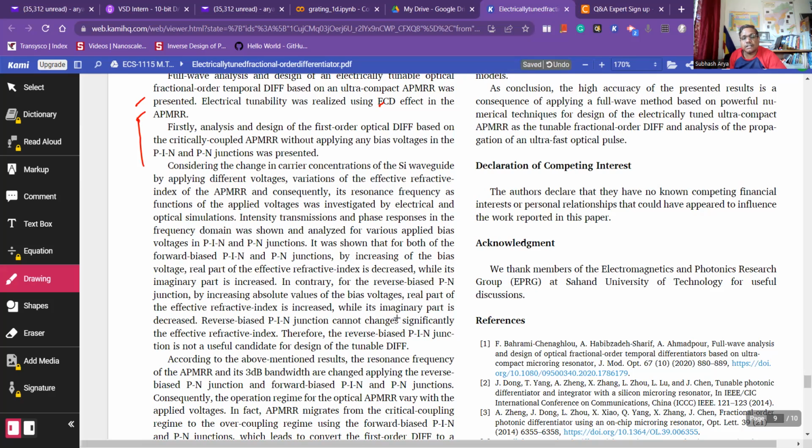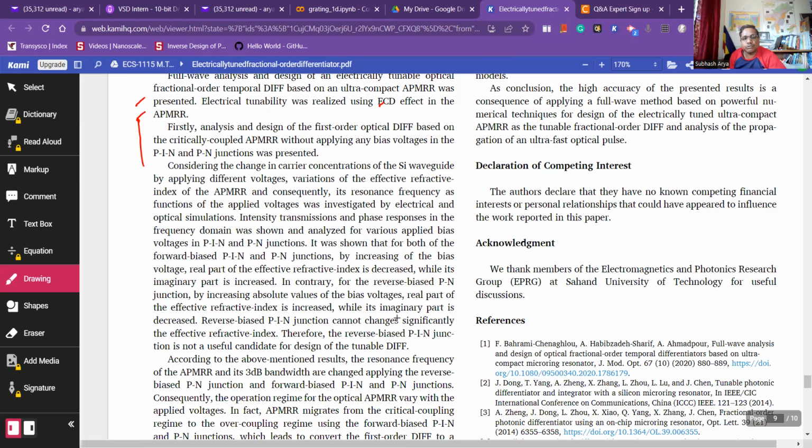Considering the change in the carrier concentration of the silicon waveguide by applying different voltages, variation of the effective refractive index of the APMRR and consequently its resonance frequency as function of the applied voltage was investigated by electrical and optical simulation. Intensity transmission and phase response in the frequency domain was shown and analyzed for various applied bias voltages in PIN and PN junction.